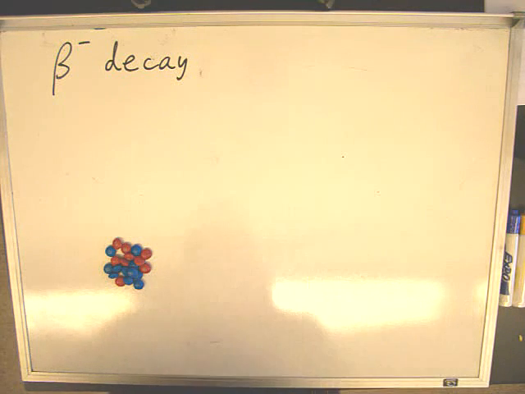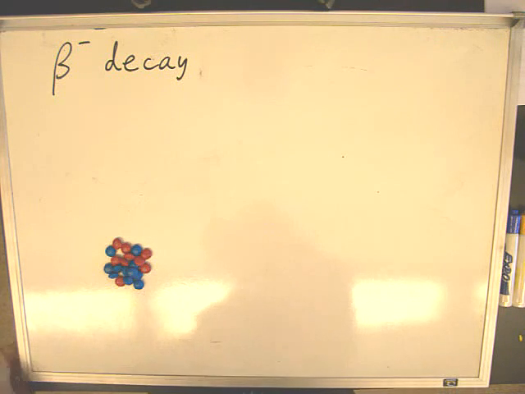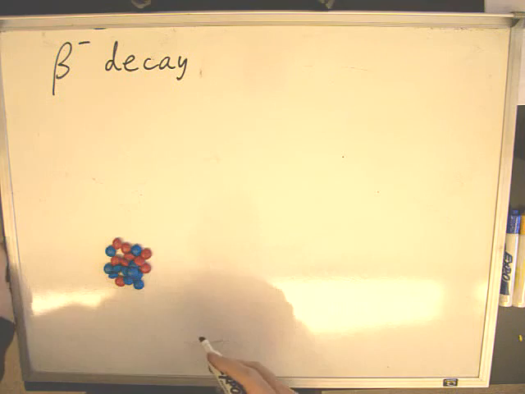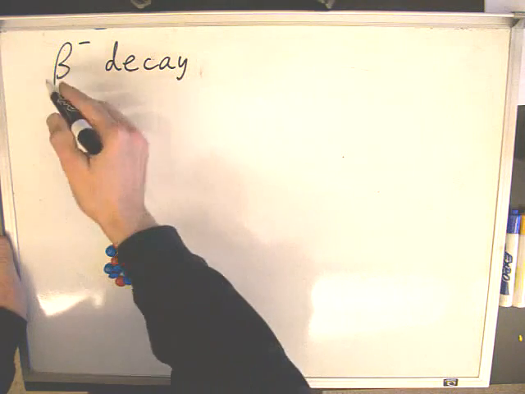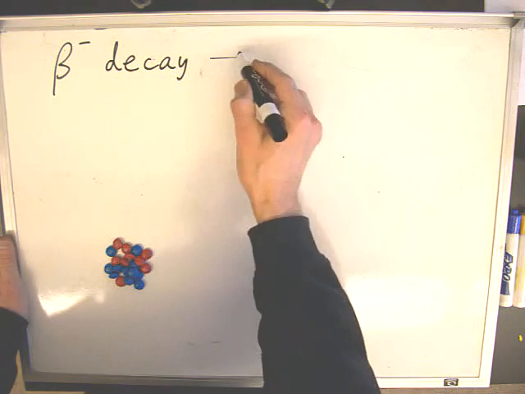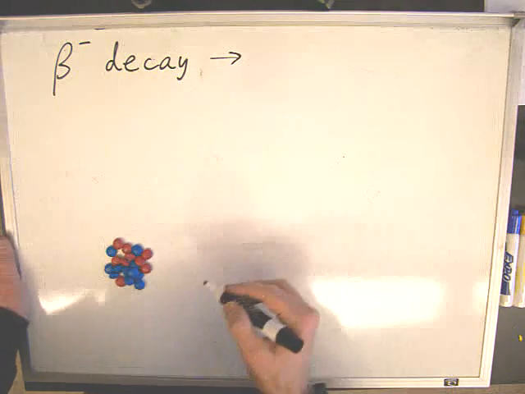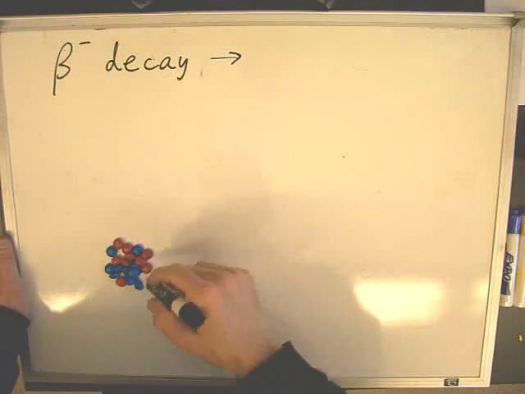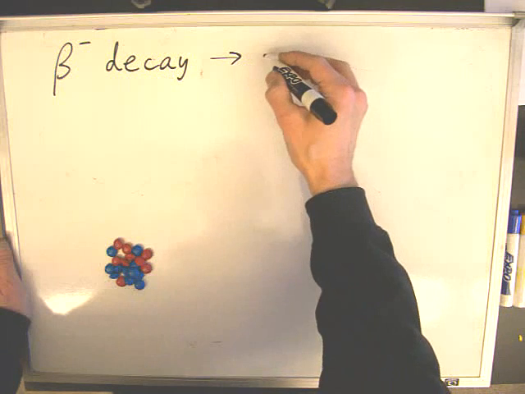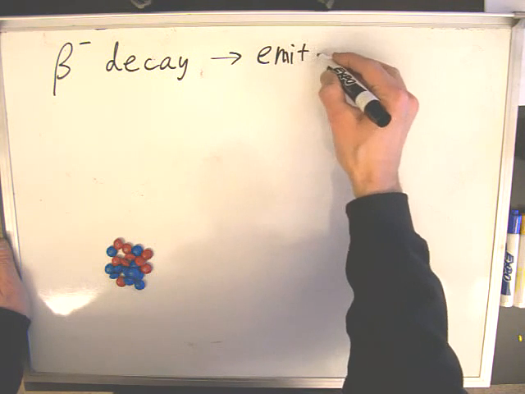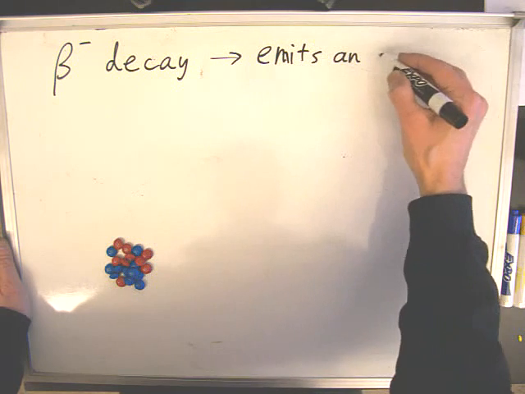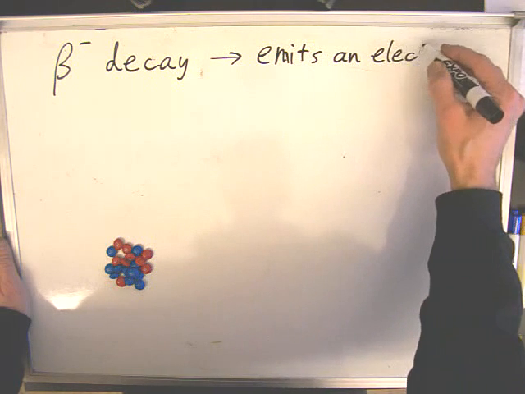Alright, now I just want to go through a couple of other types of decays. One of them is the beta minus decay. In beta minus decay, a negative beta particle is emitted. So here's my nucleus that I'm going to start with. In the beta minus decay, the nucleus emits an electron.